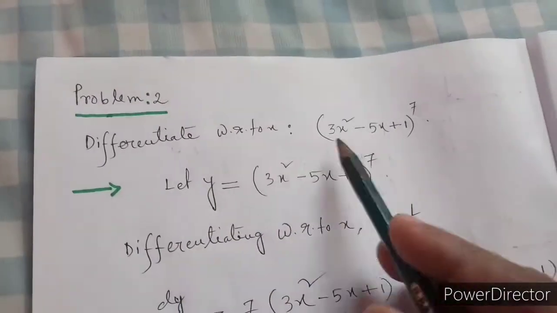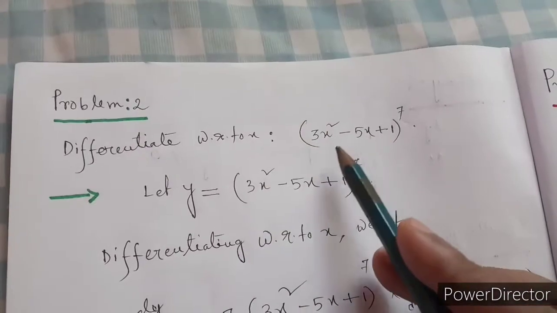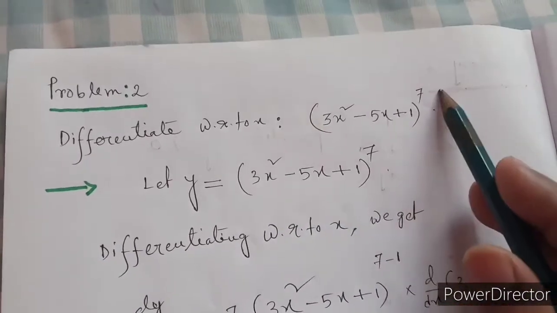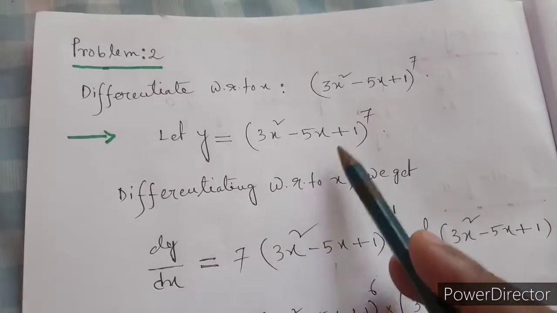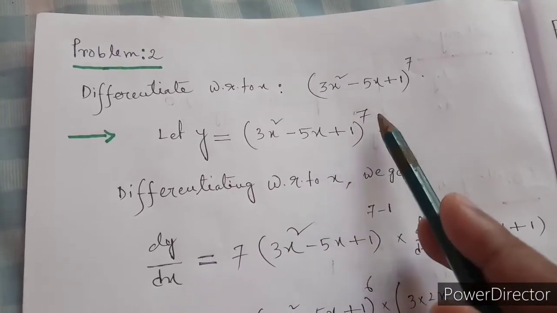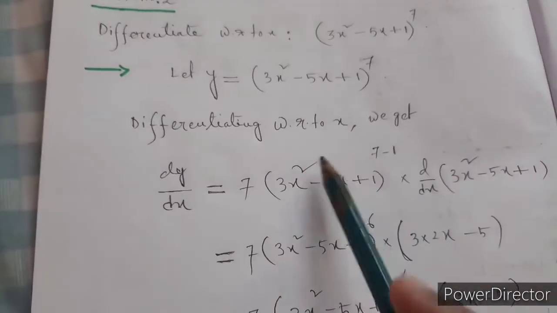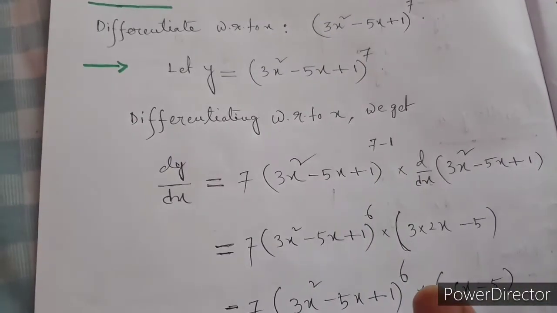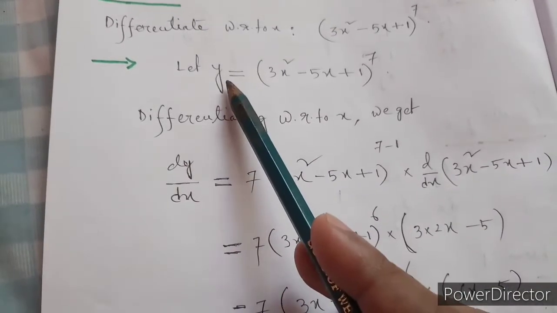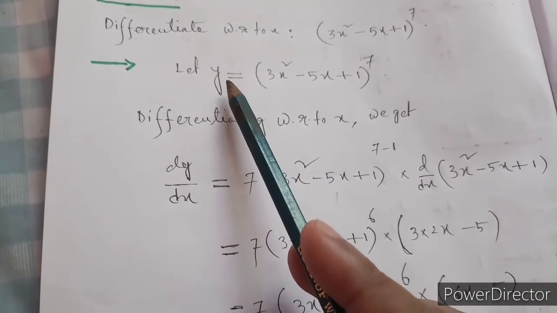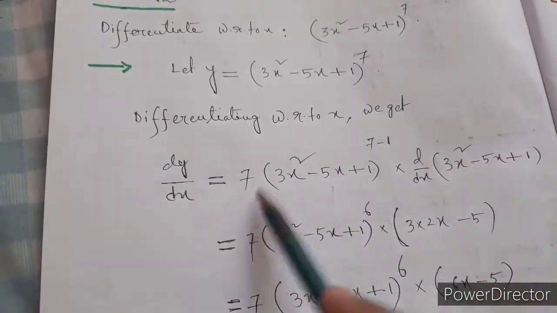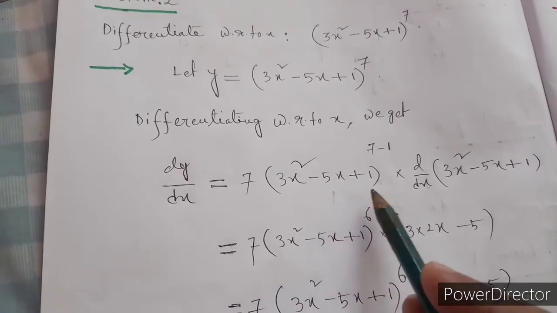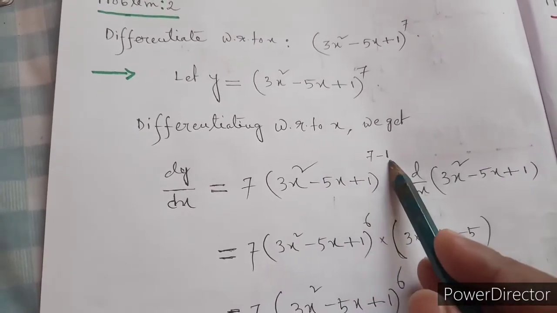Now problem number 2: differentiate with respect to x (3x square minus 5x plus 1) whole to the power 7. How to solve it? Let y equal (3x square minus 5x plus 1) whole to the power 7. Now differentiating with respect to x we get dy/dx, and the derivative of this means 7 into (3x square minus 5x plus 1) whole to the power 7 minus 1.